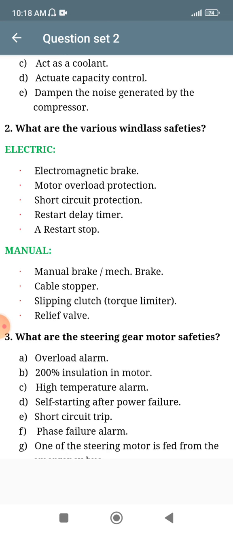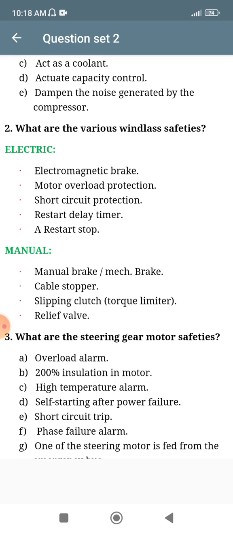What are the various windlass safeties? What are the safeties for a windlass? Electrical safeties are electromagnetic brake, motor overload protection, short circuit protection, restart delay timer, and restart stop.